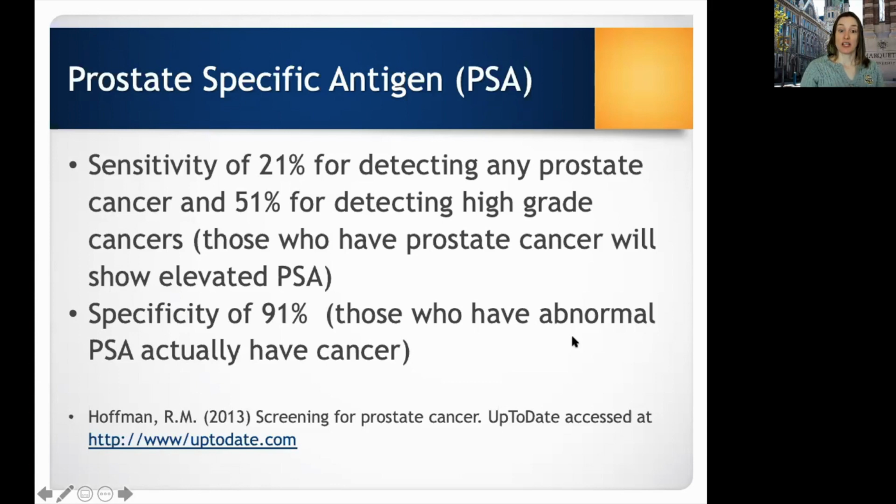Specificity, though, is pretty good. It's 91%. So those that do have a high PSA actually do have cancer. So it doesn't catch everyone, but the ones that it catches, it's pretty good at saying that they do have cancer.